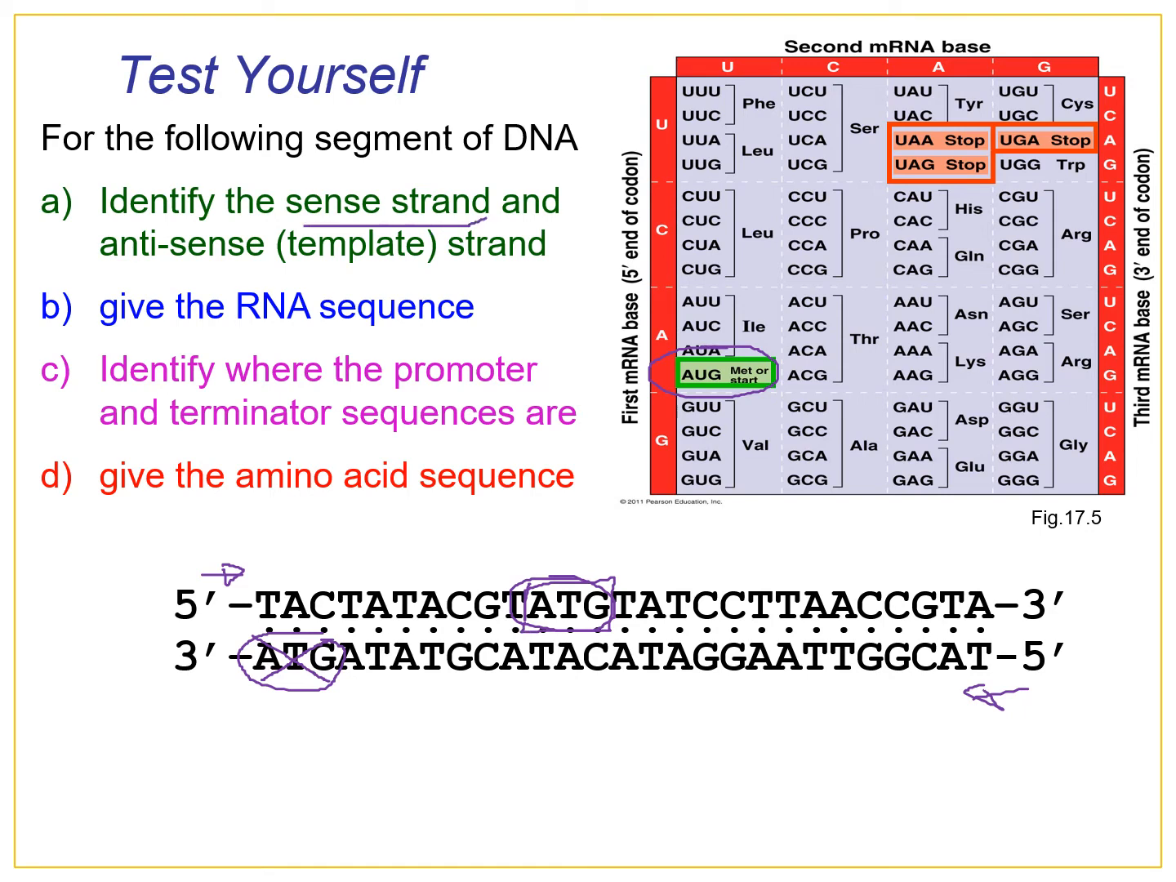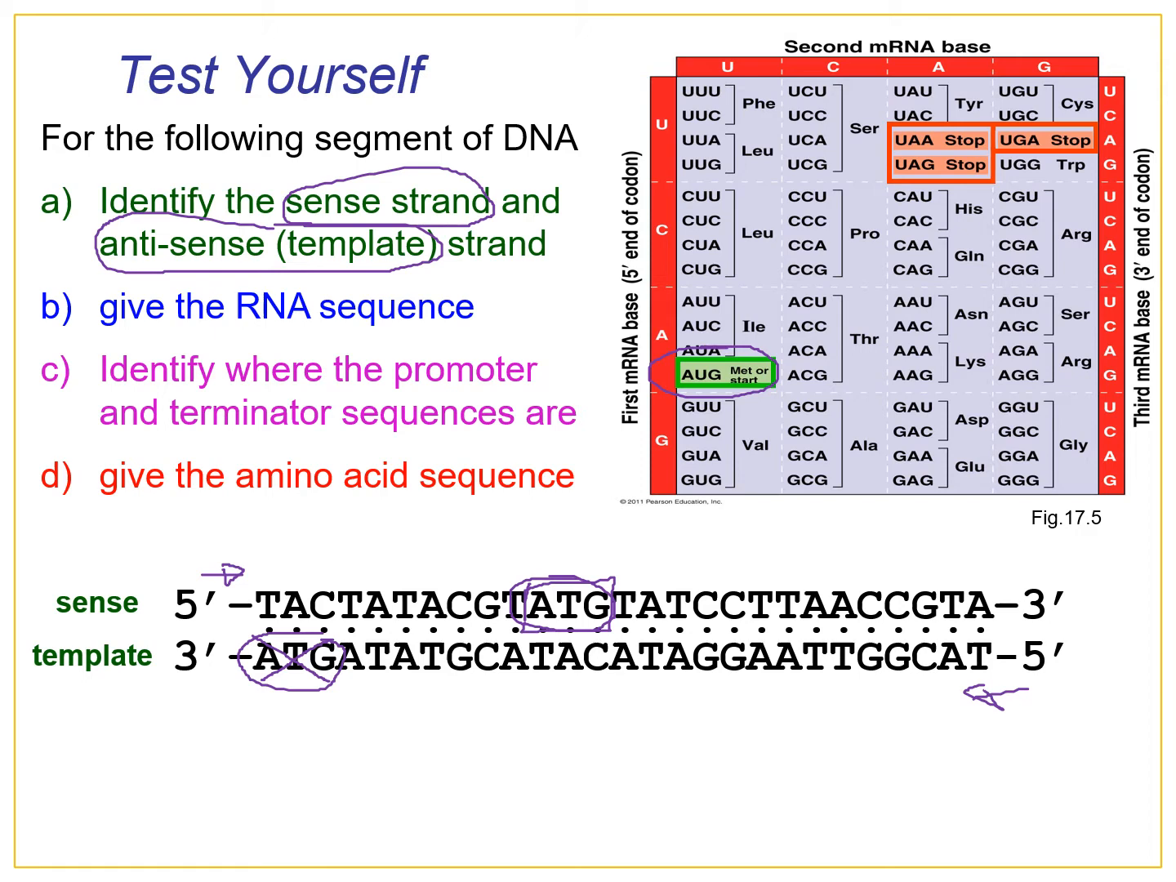Where is the sense strand? And where is the antisense strand, or the template strand? So the sense strand is the one where the start codon is going to be. That makes the other strand the template strand, or the antisense strand. So each of those will be about half a mark for identifying each particular strand.